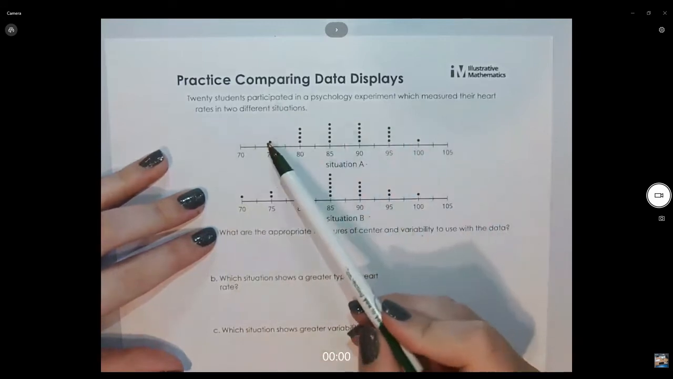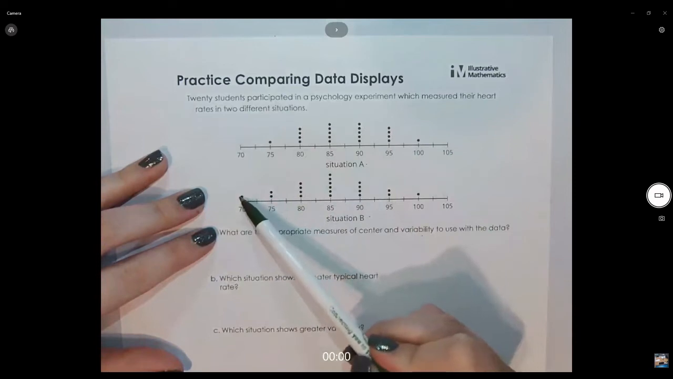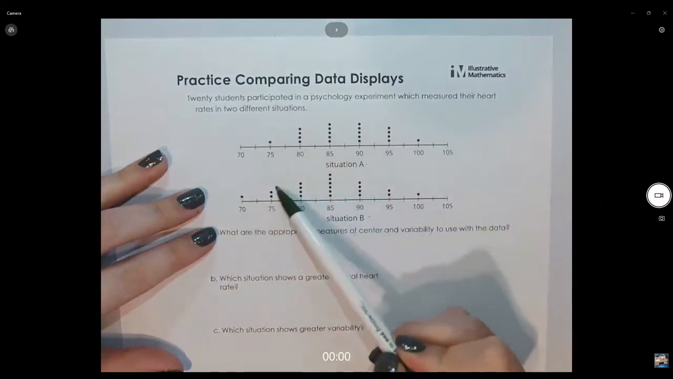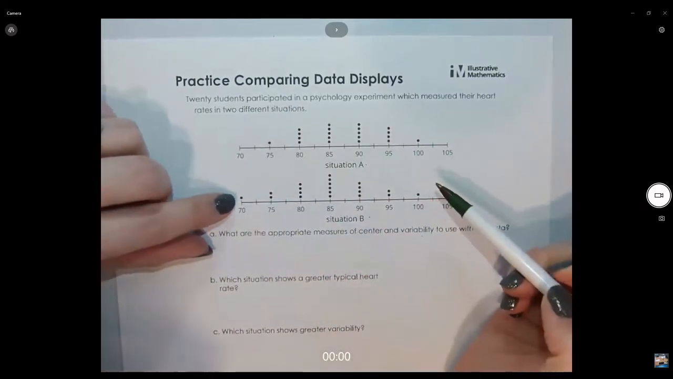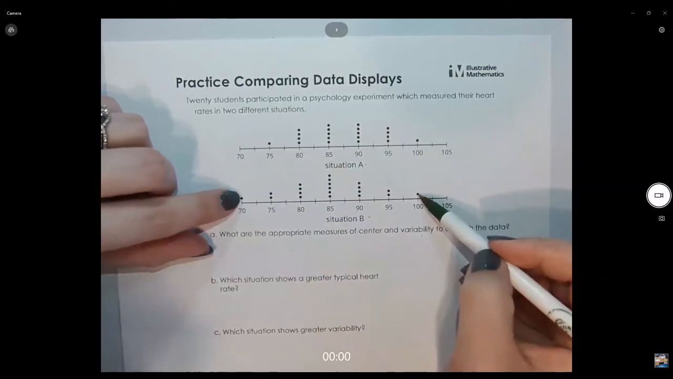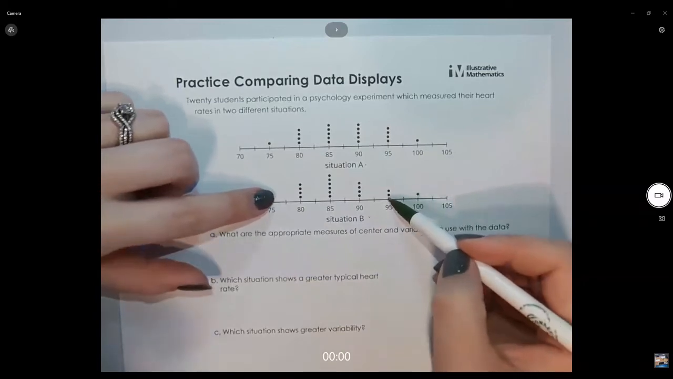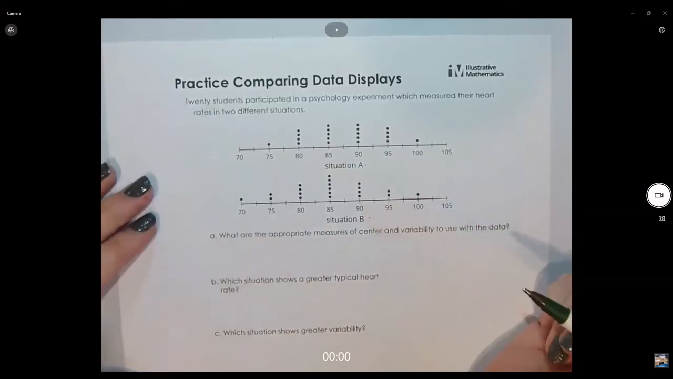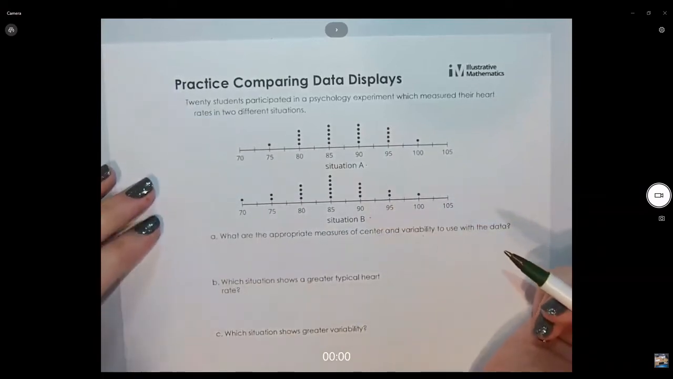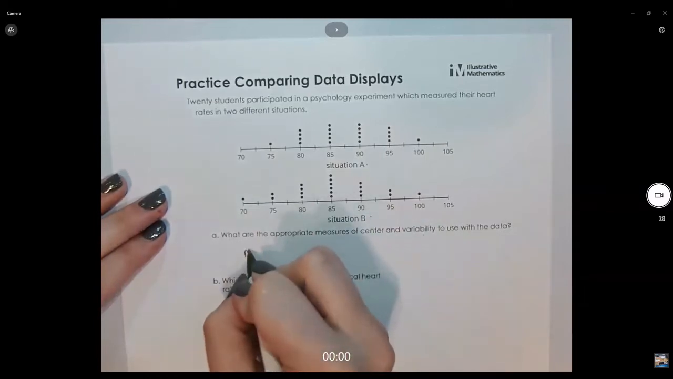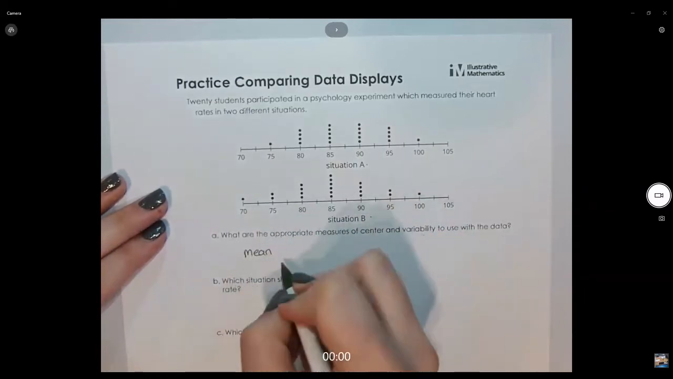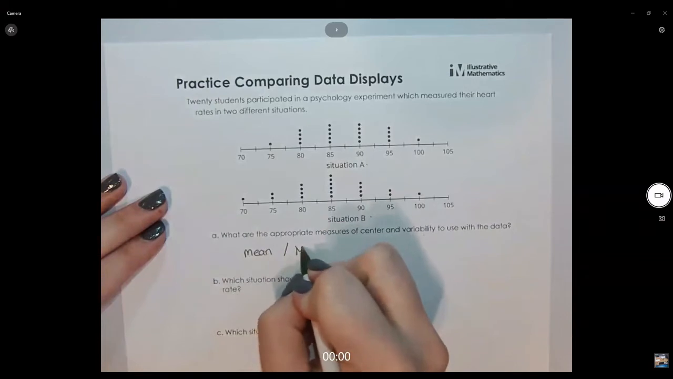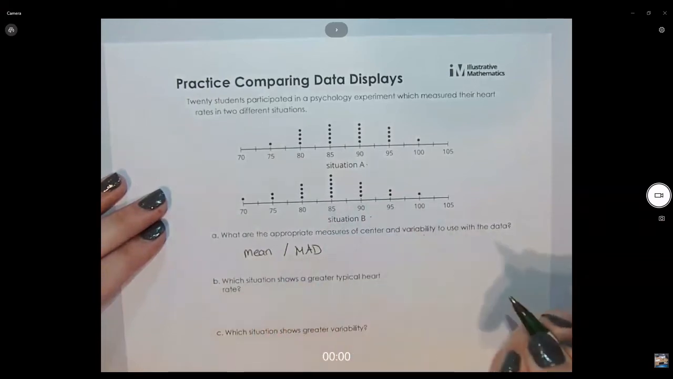If you notice, this data for both of these is actually very symmetric. Even though you can see we've got these dots way on the end, they both skip 5 to get to the next 2 dots, skip 5 to get to the next 4 dots. So you can see it's very symmetric. When we have symmetric data in both situations, we're going to use the mean as our measure of center, and then we're going to use mean absolute deviation as our measure of variability.